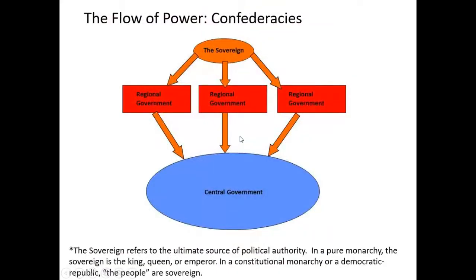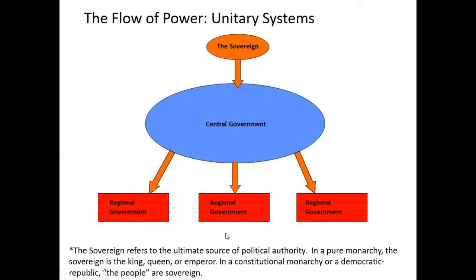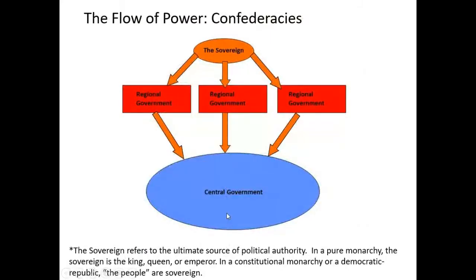Okay? A confederacy, I said that it's hard to come up with examples in the world today and even historically because they're few and far between. But it's essentially the opposite idea, isn't it? Right? Because what this is suggesting is that the regional governments have the authority and they may delegate some authority up to a central government, but that the central government really doesn't have authority except that which is delegated to it by the regional governments. So the power is flowing in the opposite direction. In a unitary system, it's flowing from the central government to the regional governments, and in a confederacy, it's flowing from the regional governments to the central government.